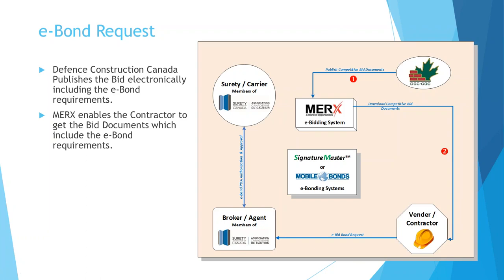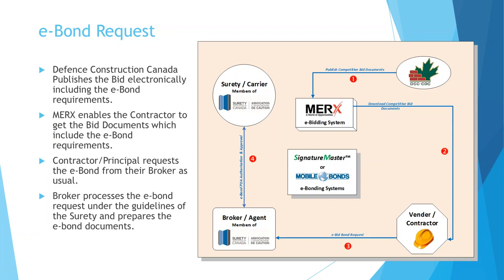Now, MERX will publish, and then the contractor or the principal will be downloading the actual documents, the bid documents. Then they will go the same way that they currently do, go to their contractor and request a bond. Then the contractor, based on the authorities that they have from the surety, will be able to produce that bond in some kind of a method, which this entire process does not change for the paper as it does for the electronic.